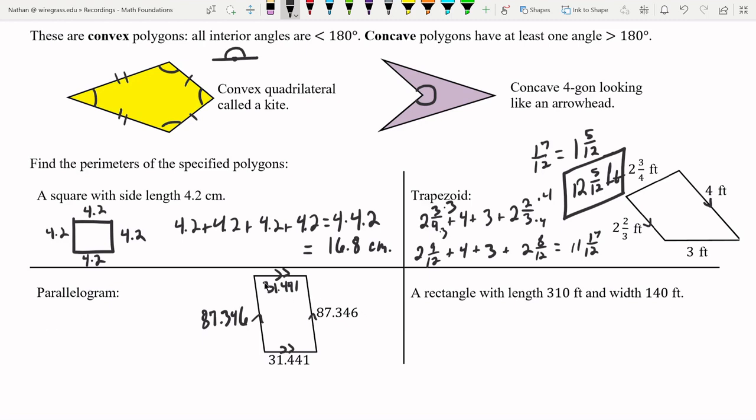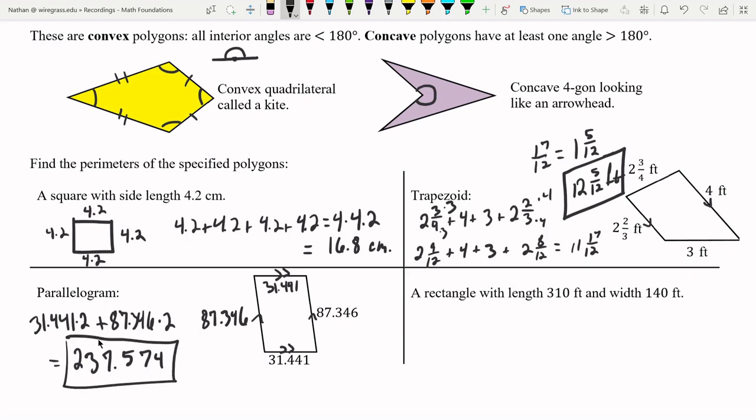Now, instead of going 31.441, 87.346, 31.441, I can just do this. I can do 31.441 times 2 plus 87.346 times 2. And that will give me my desired shape. So putting that in a calculator, I'm getting a perimeter of 237.574. And there is no unit given, so this is the best I can do for that. No unit is given here, so this is my solution.